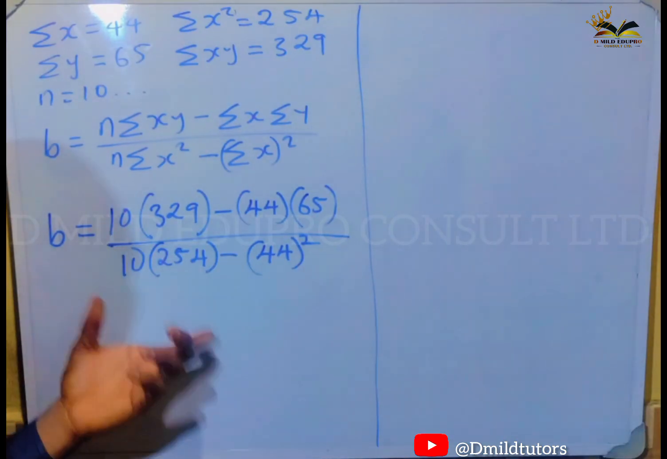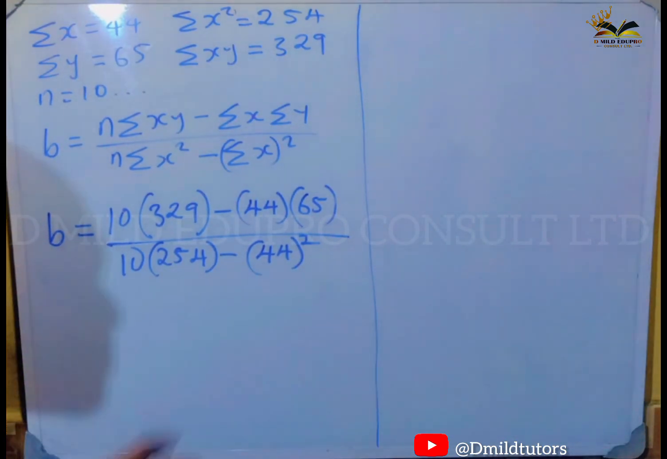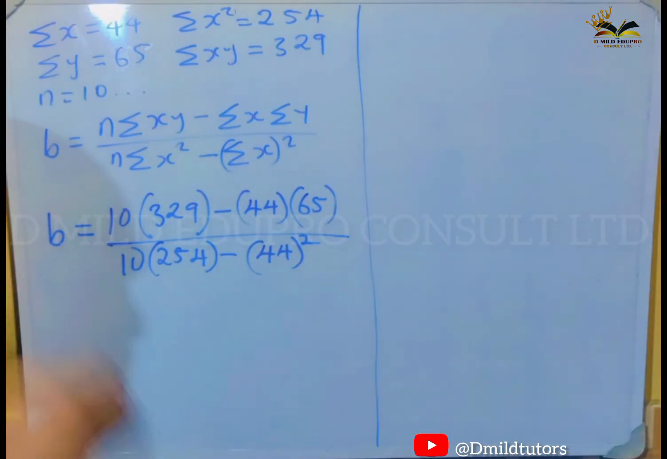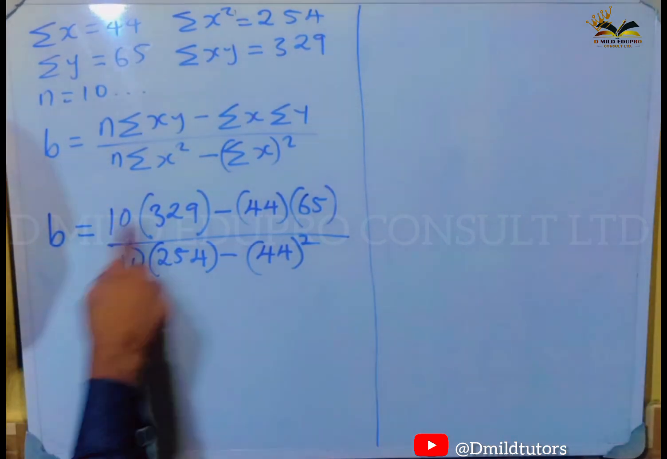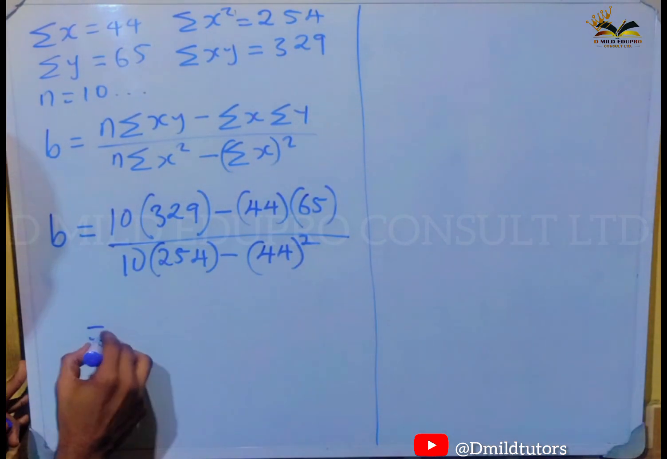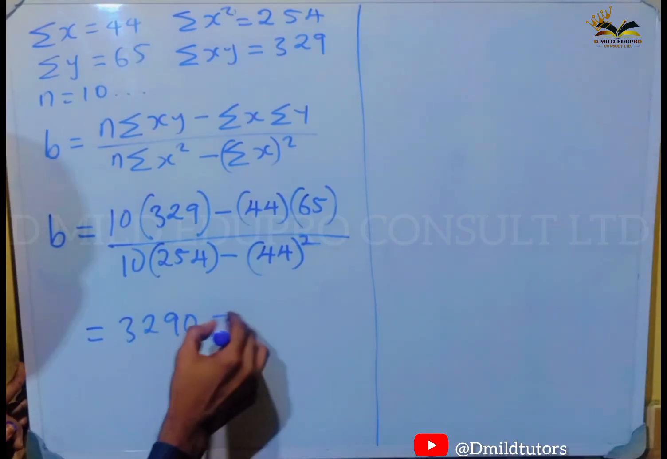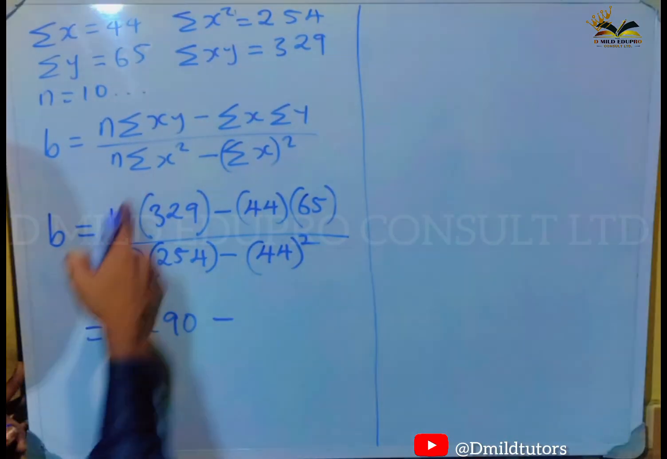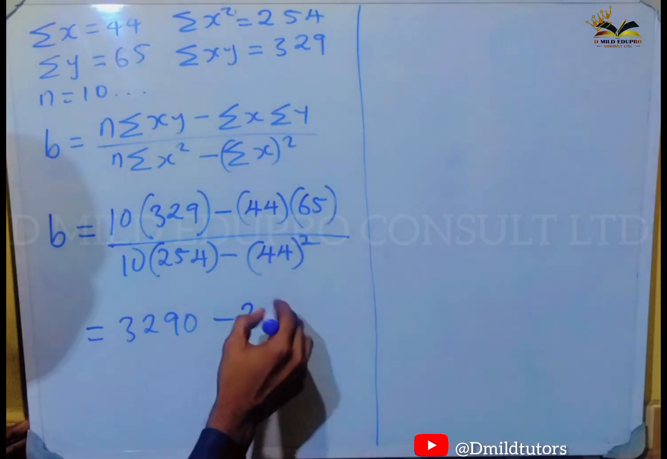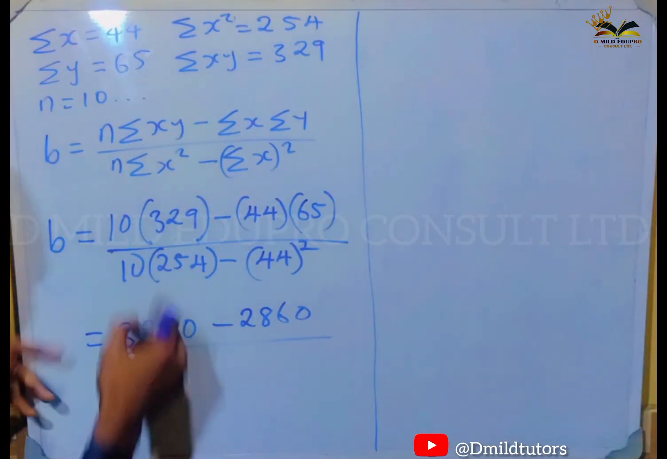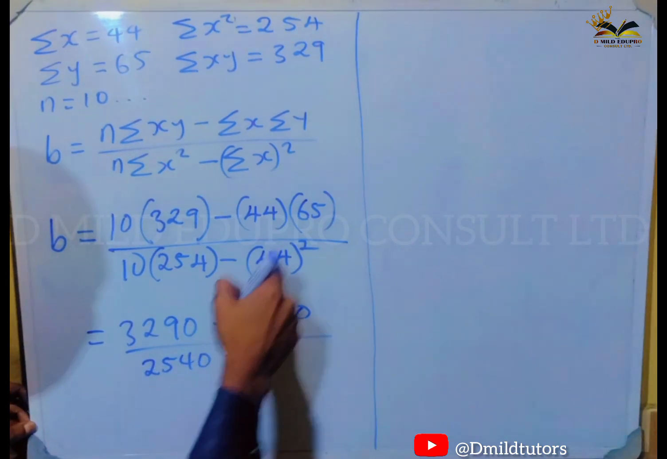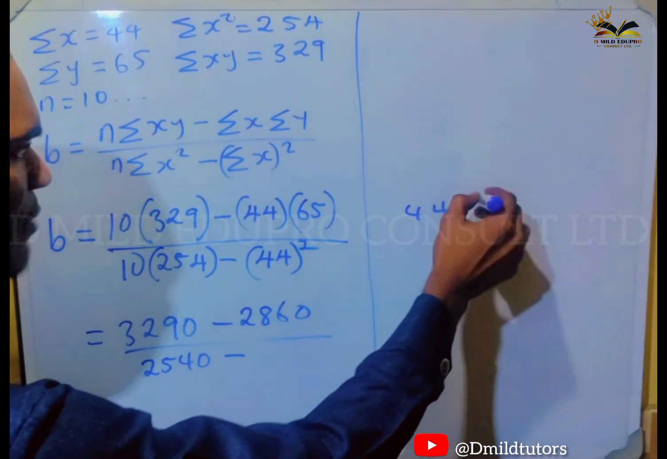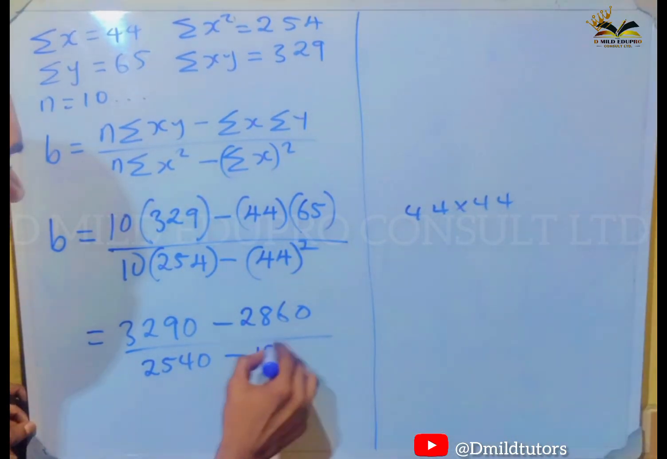So with this now, trust me, doing your normal multiplication, please let the calculator be your friend at this point. Always punch as you are seeing, so you understand, okay? Trust me, it's very easy. So when you punch the calculator, you're going to have 3290, because then we multiply this, you have something like 2860. The denominator, if you multiply this, you have 2540. Take away this raised to power 2, that is 44 times 44. So I think you have 1936.